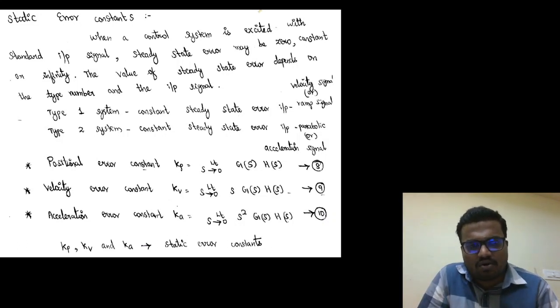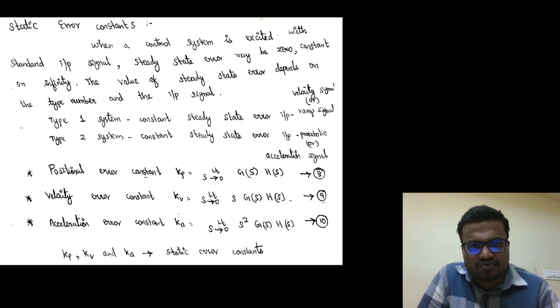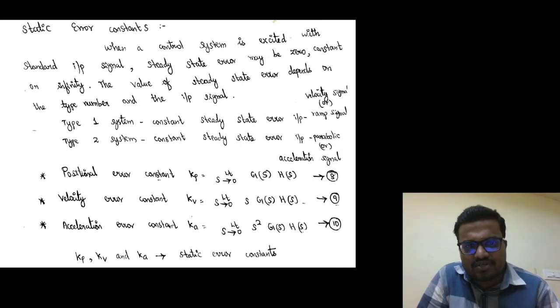The error constants are identified by type 0, type 1 and type 2 systems. A type 0 system comes under positional error constants, and the equation is limit s tends to 0, G(s) H(s). Next is the type 1 system, which is used for velocity or ramp signals. The velocity error constant is limit s tends to 0, s into G(s) H(s), because it is order 1.